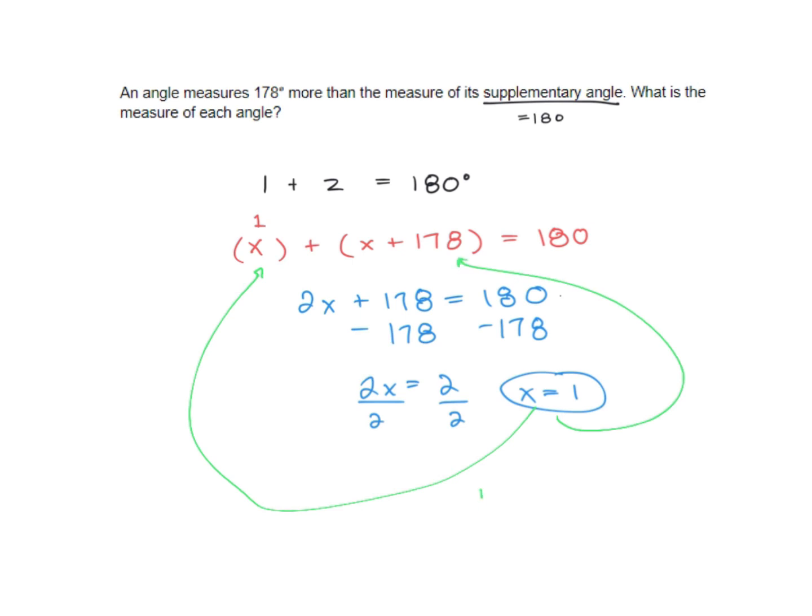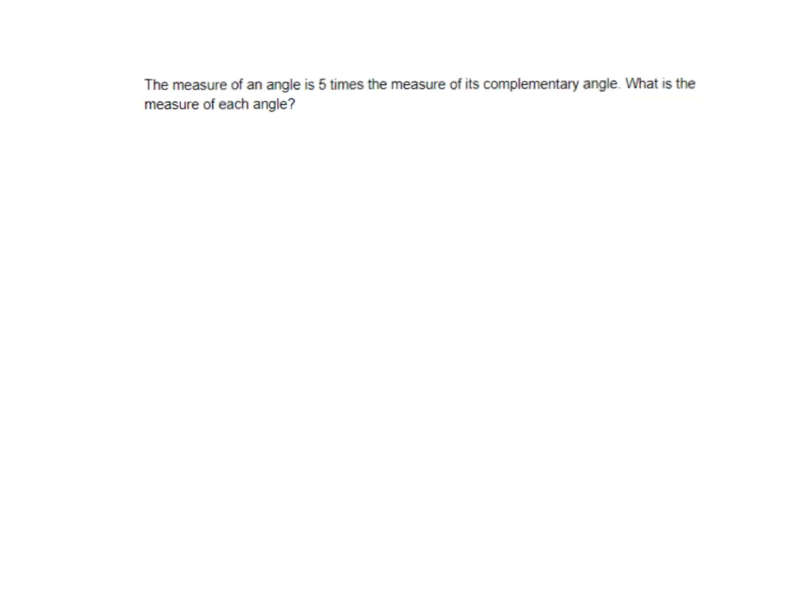Now x is 1, so my one angle is 1 degree, and my other angle is 1 plus 178, 179 degrees. And I think this is a funny example because one of the angle degrees is 1 degree, but it makes sense. If my one angle is 1, and I add 178 to that 1 degree, then I'll have an angle of 179. And that's basically the format for all these.